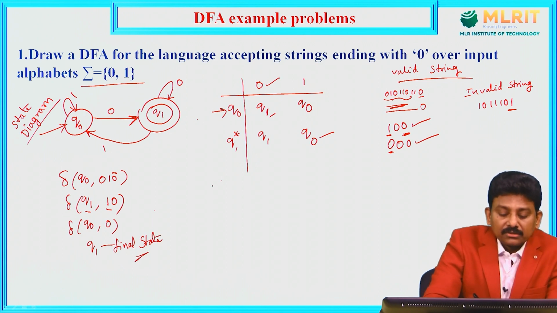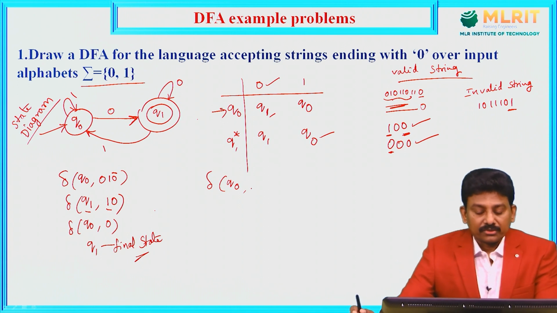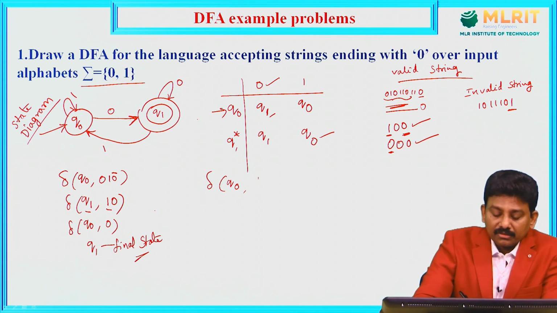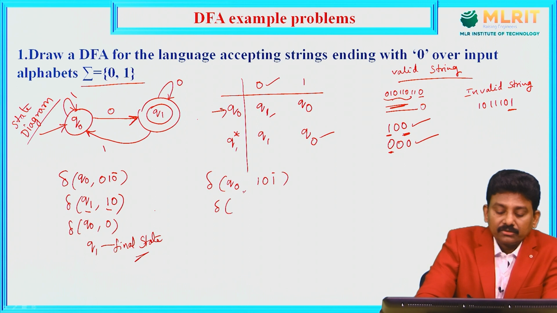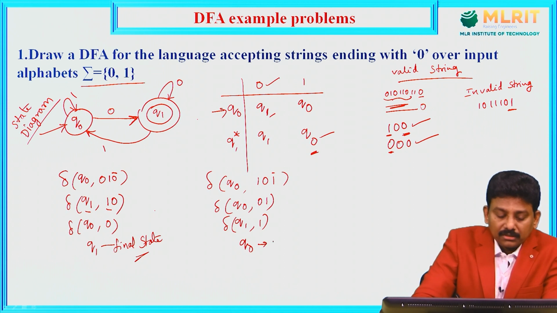Take another example string, an invalid string. Q0 is the initial state. The machine always stays in the initial state before processing the input. Take the invalid string 101. 1 is the last symbol, so that is an invalid string. After reading the entire string 101, the machine will be in a non-final state. Q0 on 1 going to Q0, remaining input 01. Q0 on 0 going to Q1, remaining input 1. Q1 on 1 going to Q0. Q0 is the non-final state.